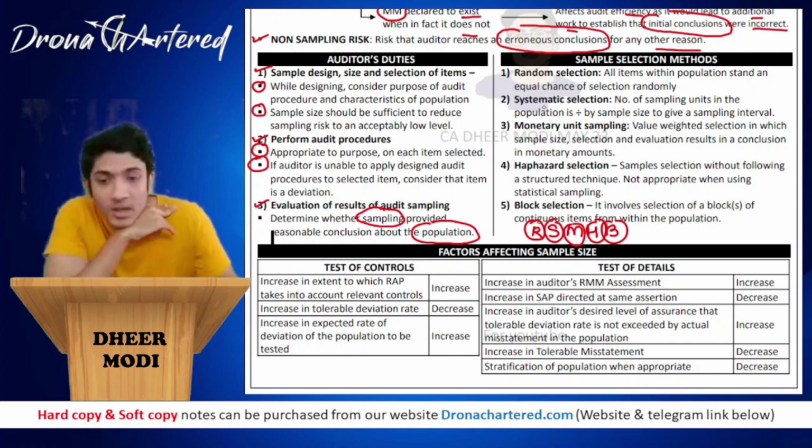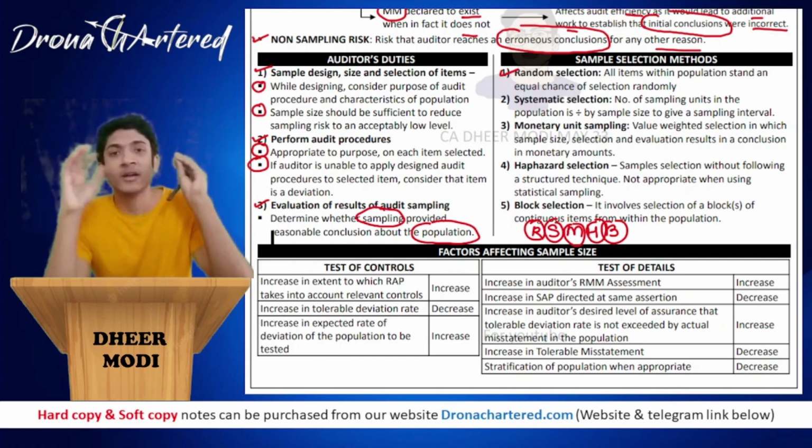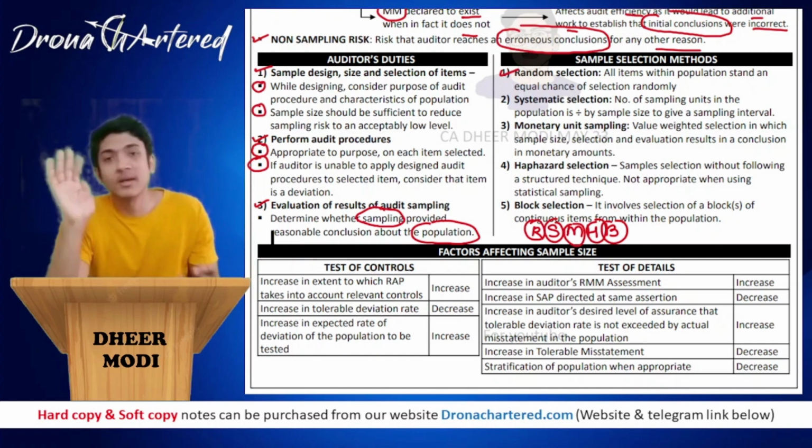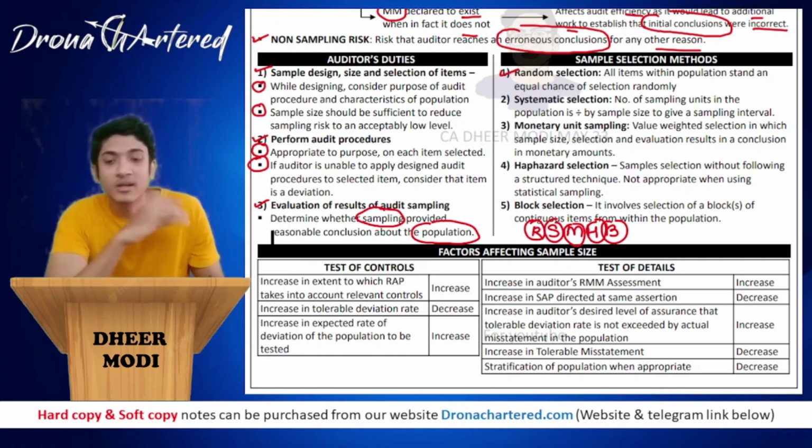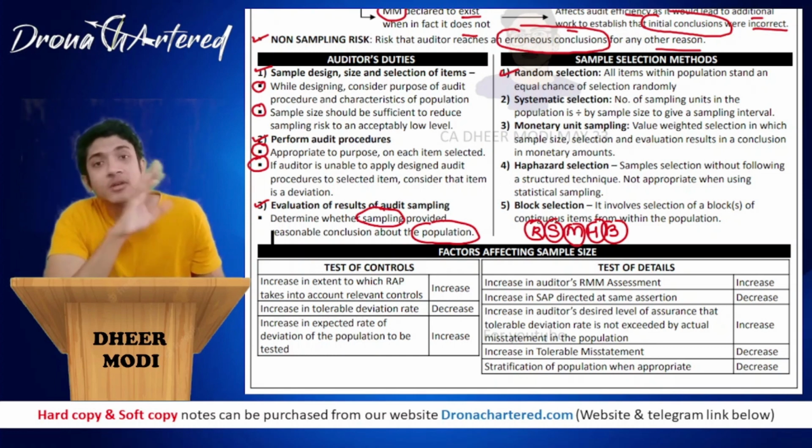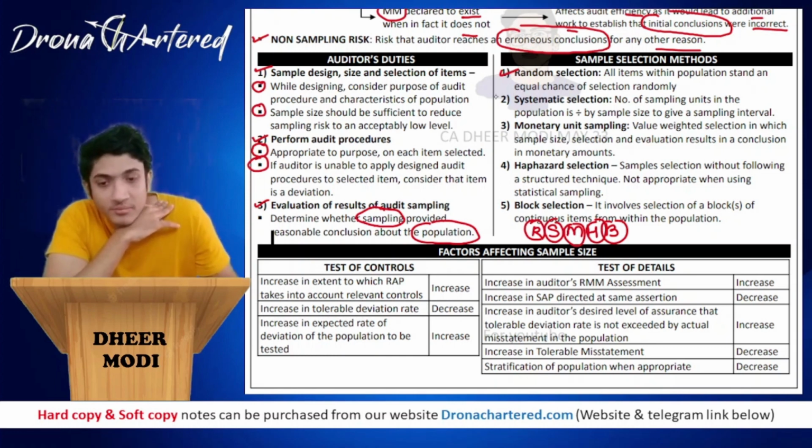First is your random selection, that is, all items within a population stand an equal chance. You just pick randomly, you ask Excel to pick any random 10 out of 100 items. So every item has an equal selection probability.